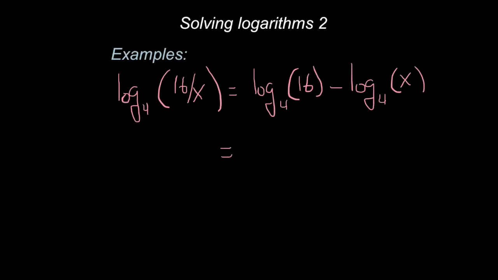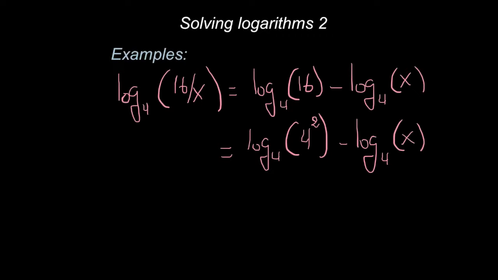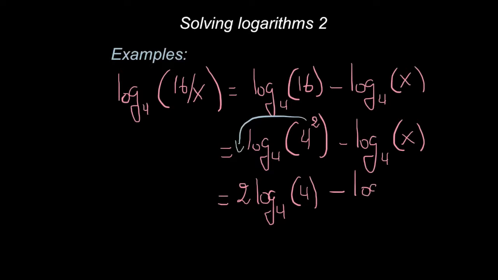And since 16 is a perfect square of 4, I'm going to rewrite that as log base 4 of 4 to the second power minus log base 4 of x. Now I'm going to use the exponent property, which is, the exponent comes in the front. That will come in the front there. So it's going to be 2 log base 4 of 4 minus log base 4 of x.